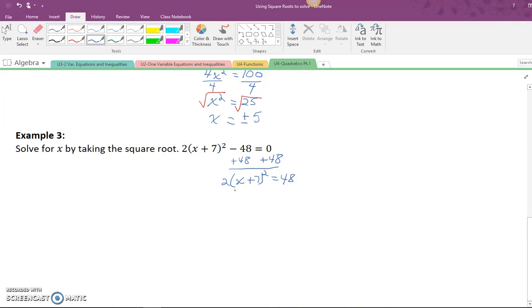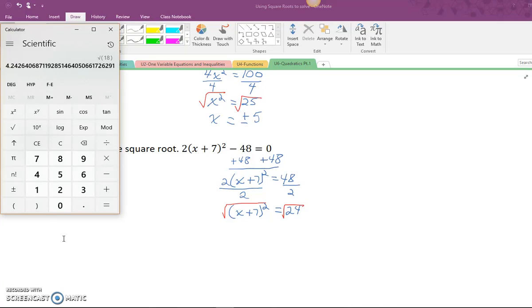Okay. Next, I need to get rid of this multiplication by 2 right here. So I'm going to divide both sides by 2. That's going to give me x plus 7 squared equals 24. So the next step is to take the square root of both sides. So let me open up my calculator down here again and put in 24 and take the square root of that, and I see that that is 4.89, which actually rounds off to 4.9.